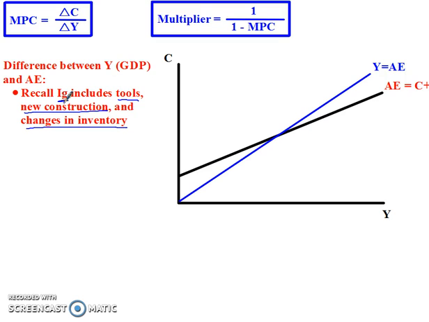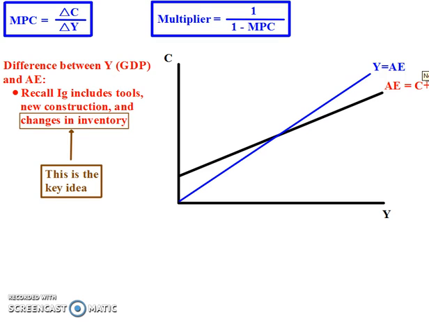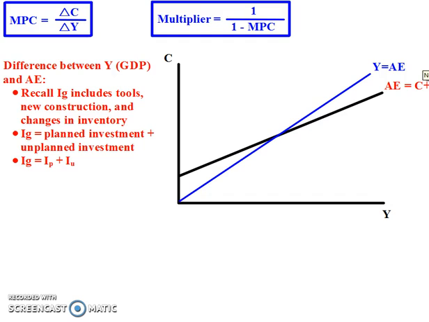Recall that this change in inventories is going to be our big idea, and I think I said that on a previous podcast. That's the big idea that we're going to highlight here. So let's think more about this. Gross investment is made up of two things, two new terms I'm going to start to use here: planned investment and unplanned investment.